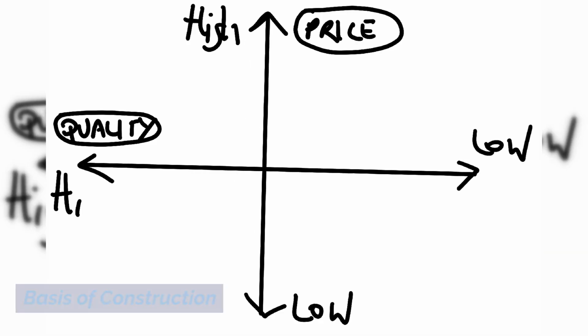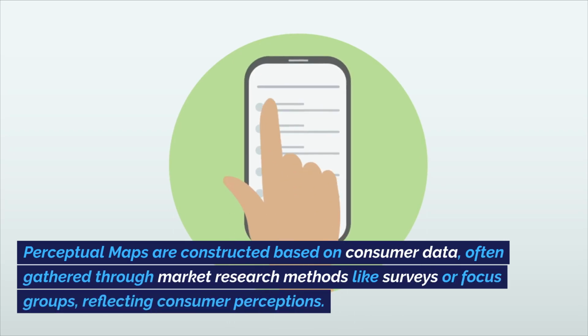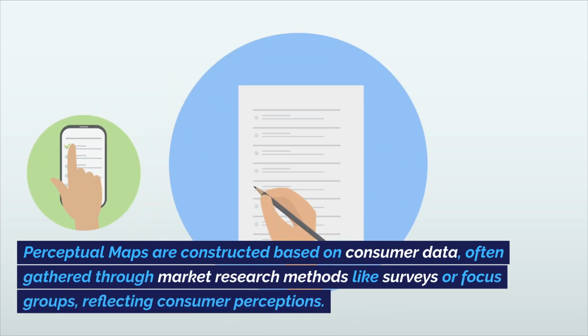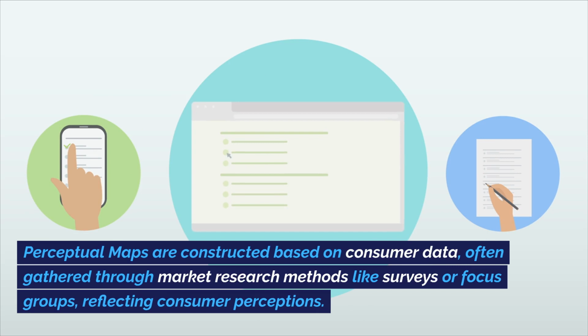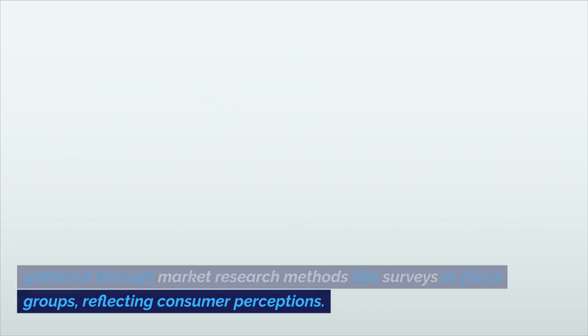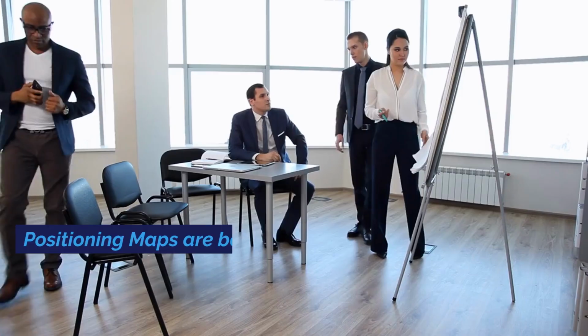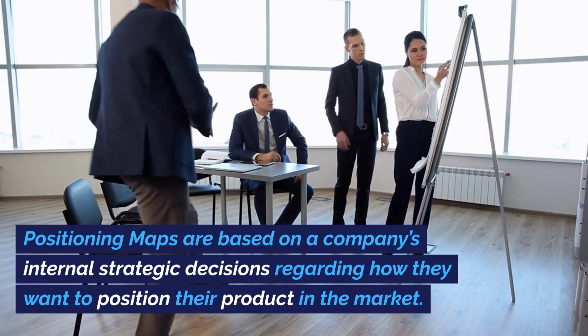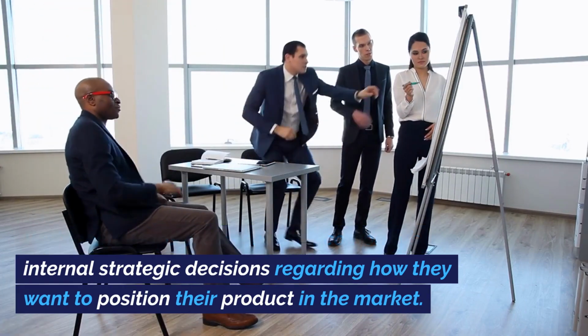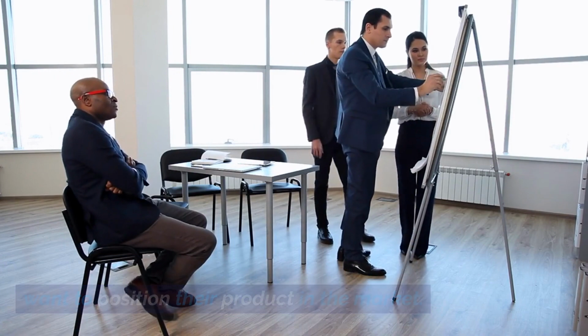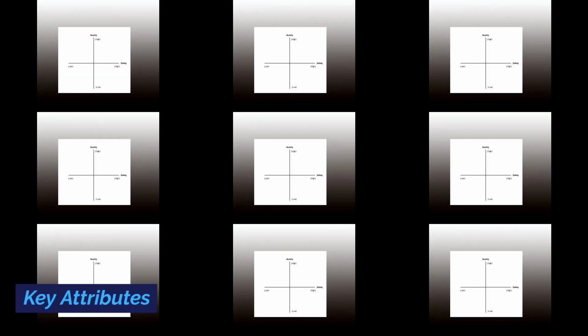Basis of construction. Perceptual maps are constructed based on consumer data, often gathered through market research methods like surveys or focus groups, reflecting consumer perceptions. Positioning maps are based on a company's internal strategic decisions regarding how they want to position their product in the market.